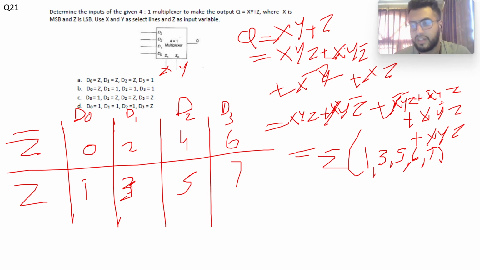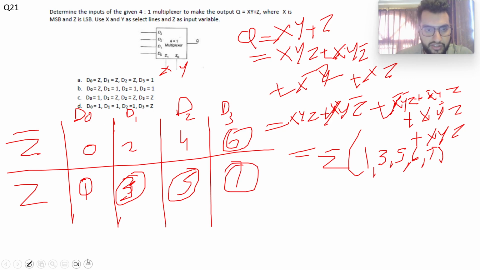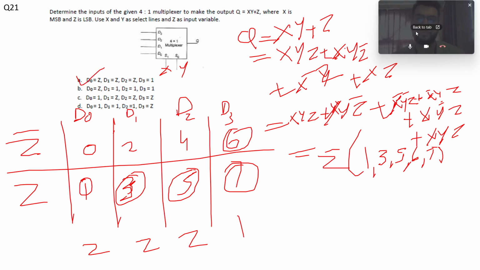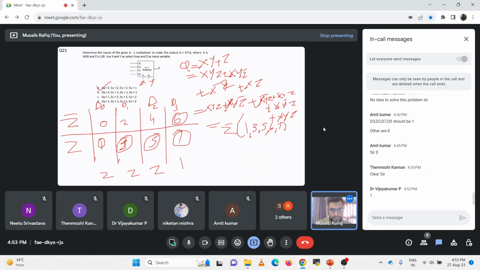Encircle these minterms that are present in the function, 0 1 3 5 6 7, and then d0 will be z, d1 will be z, d2 will be z, and d3 will be 1. So z z z 1. So option A is your right answer. You got my point?